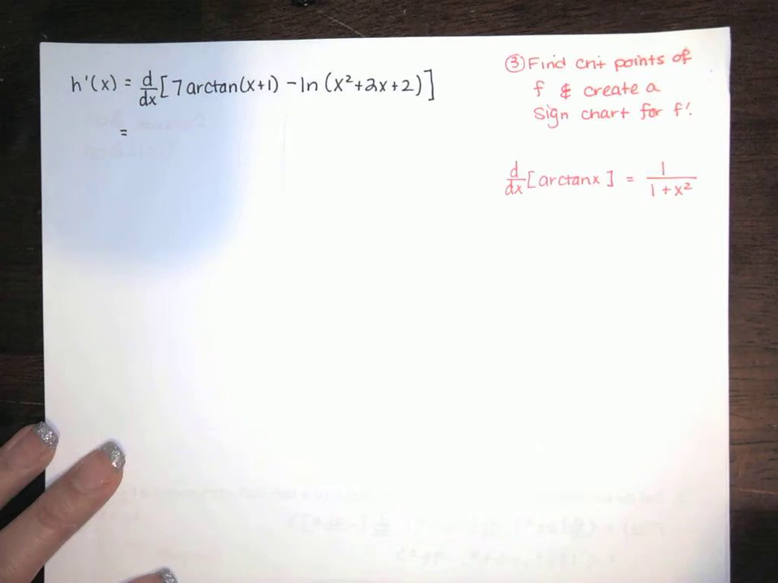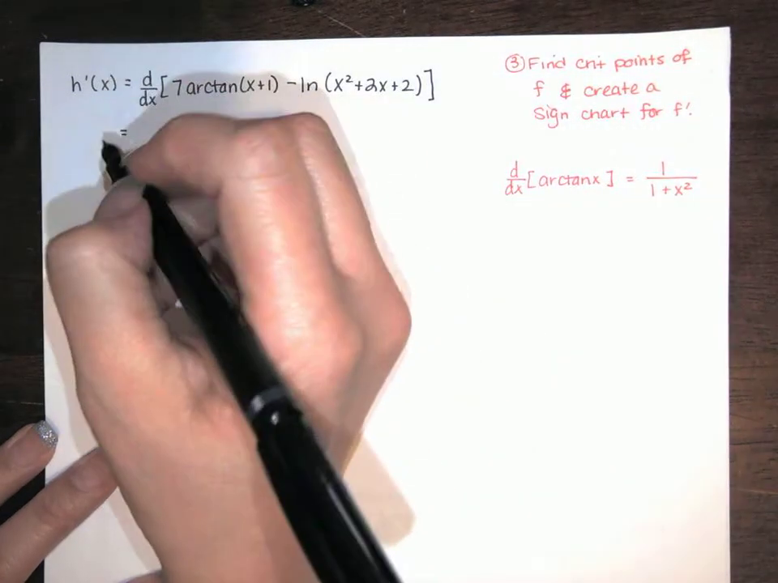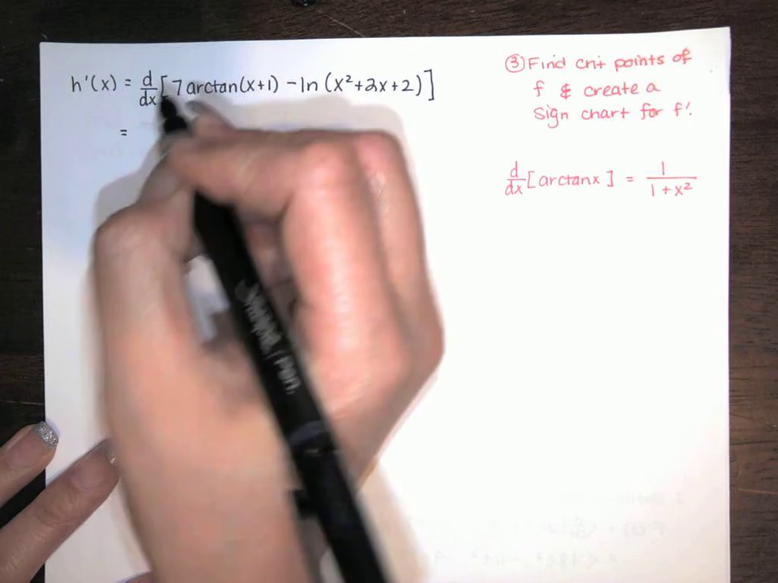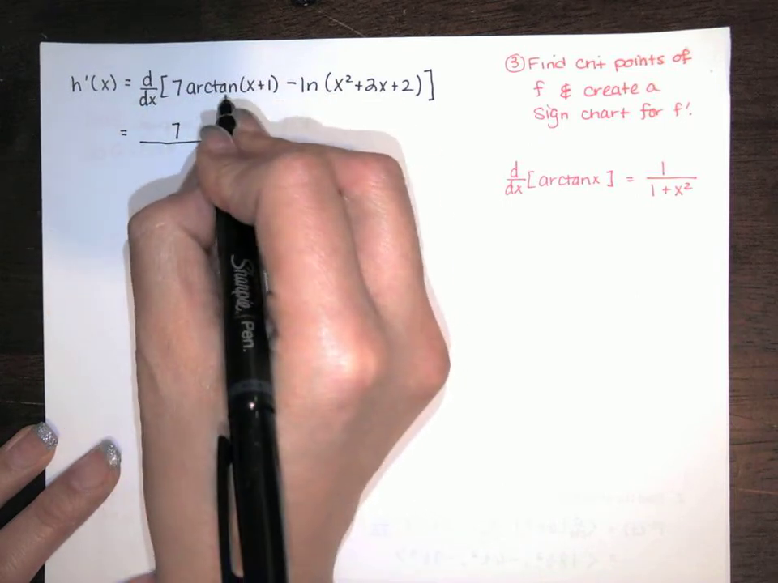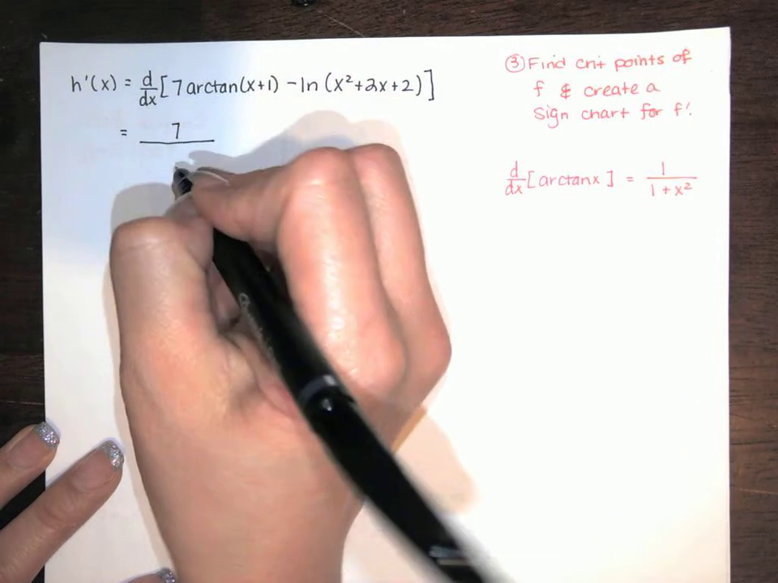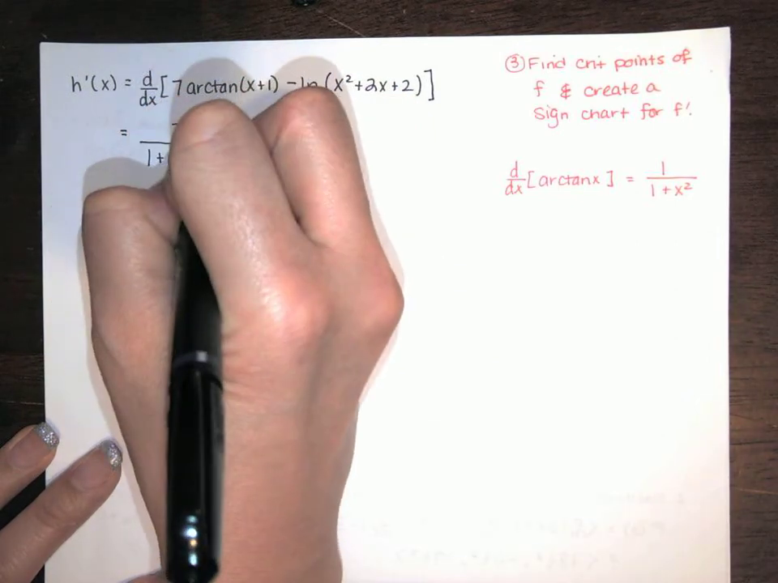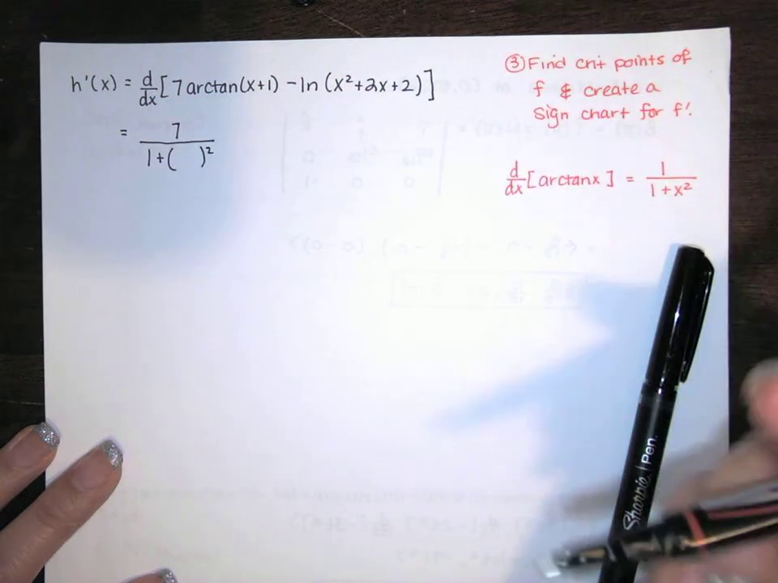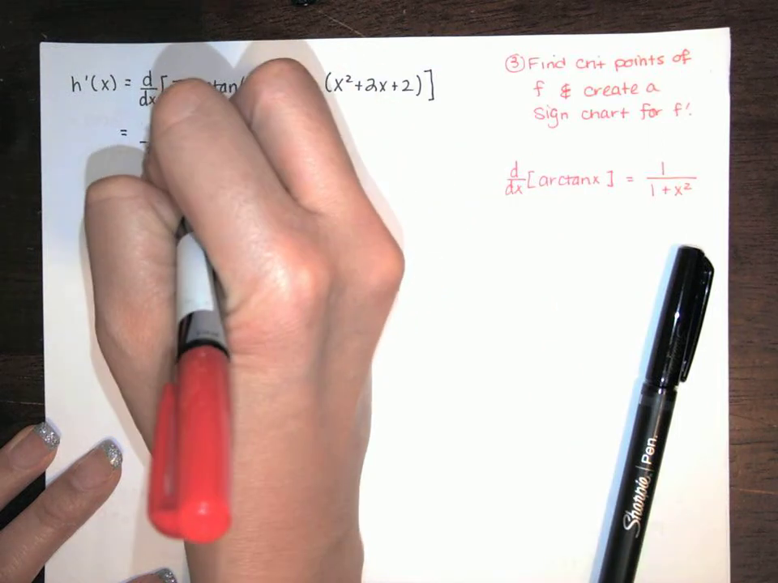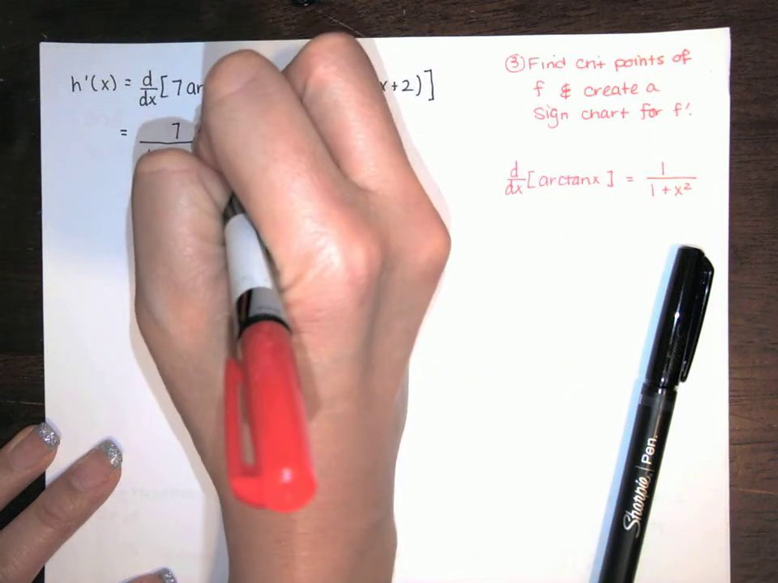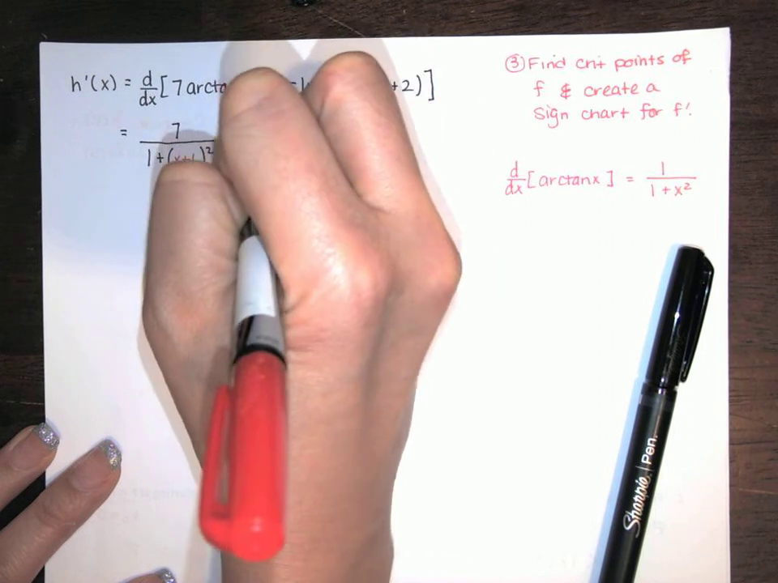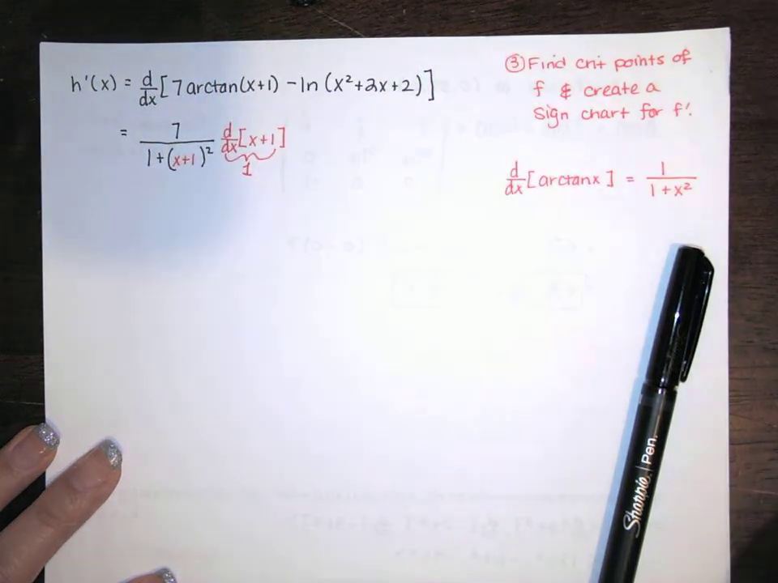We're using the same rule here, but we have to use the chain rule as well. So I've got a 7, bring that down, and then I multiply by the derivative of arctangent of something. The derivative of arctangent of a function is 1 over 1 plus that function squared, according to this rule, but then we substitute our function back in, so we substitute an x plus 1, and we multiply by the derivative of the inside. And the derivative of the inside is 1.